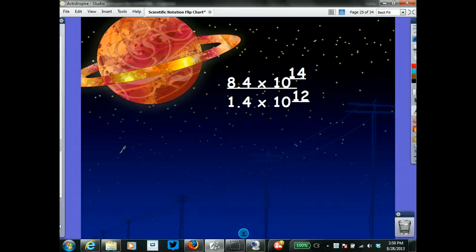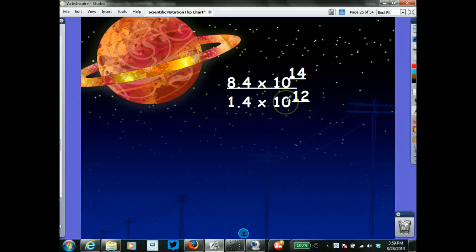Alright, the last section is what are we going to do now to be able to divide? If you remember, again, it goes back to our exponent rules. Well, when you divide by the same base, you just do what to the exponents? Well, you're going to subtract.